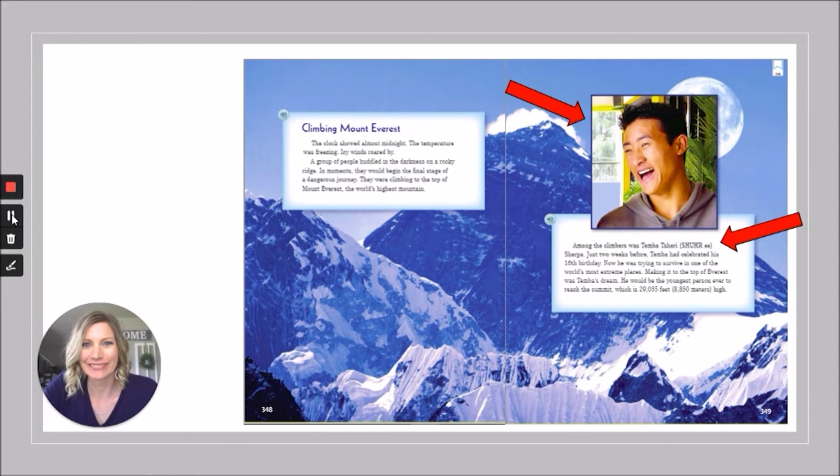There's my red arrow again. It is pointing to a photograph. A photograph is a picture taken with a camera to show how something looks in real life. Now, this is a picture of Timba, so I know exactly what he looks like as we read this story today.